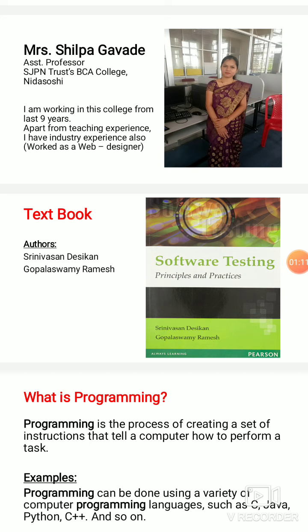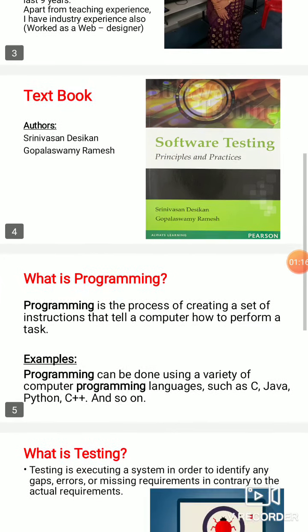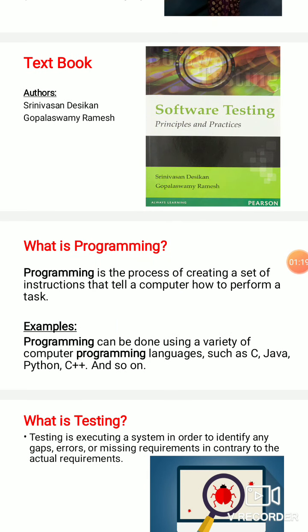Till fourth semester, you have studied programming languages, right? Let's revise it. What is meant by programming? Programming is a process of creating a set of instructions that tell a computer how to perform a task. Means we are developing a software, or sometimes we may call it as a system. We are using many languages for programming such as C, C++, Java, Python, .NET, scripting languages and so on. With the help of these languages, we are developing or building a system.